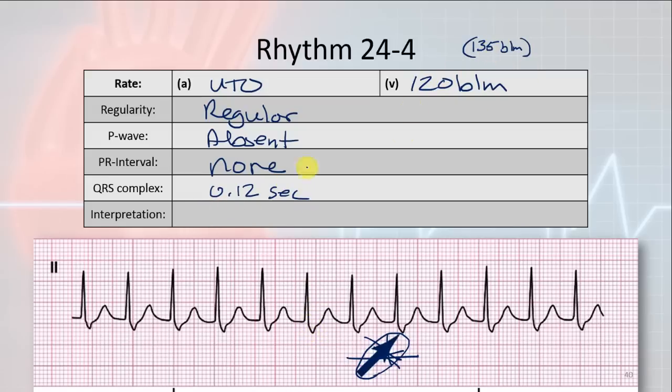Interpretation: since the heart rate is over 100, whether you use 120 or 135, and there's no P waves, I would call this a junctional tachycardia. I will tell you up front that there are books out there that say that any rhythm that is over 140, that is a narrow complex tachycardia, you want to consider that as AV nodal reentry tachycardia. That sounds like a lot of big words, but we will talk about AV node reentry tachycardia and atrioventricular reentry tachycardia here in a little bit. Just understand right now we're going to consider this as a junctional tachycardia.